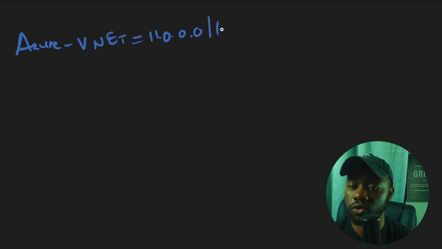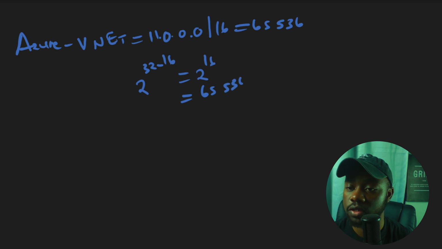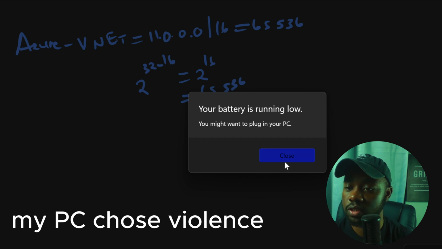Suppose I have an Azure account and I have a VNet address, and my IP for this VNet at the moment is 11.0.0.0/16. With the /16, if you remember from the last video, we have 65,536 IPs, which we find by saying 2 to the power of 32 bits minus 16 bits, which gives me 2 to the power of 16, which is 65,536 addresses.